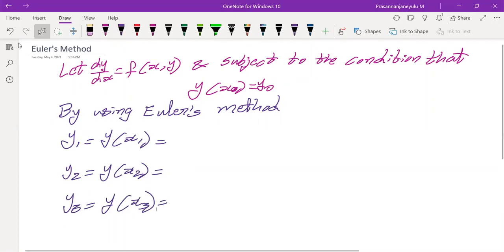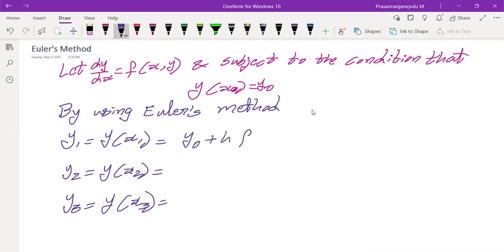But when it comes to Taylor's method, y1 equals y0 plus h into y0 dash plus h square by factorial 2 into y0 double dash plus h cube by factorial 3 into y0 triple dash and so on. It is a lengthy thing. The same goes for the y2 and y3 formulas. But here, the y1, y2, y3 formulas are very simple. The formula of y1 is simply y0 plus h into f of x0 comma y0. In the function f of x comma y, in place of x and y, we have to substitute x0 and y0. This is the formula of y1.